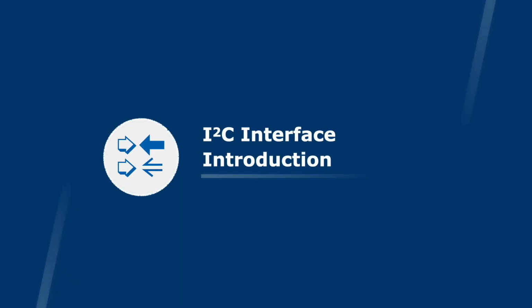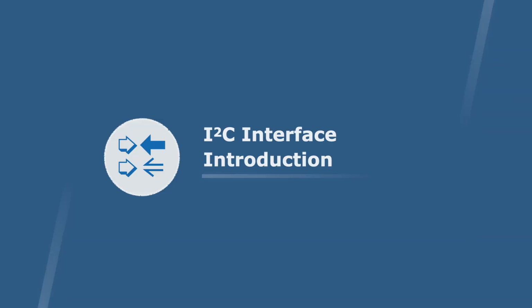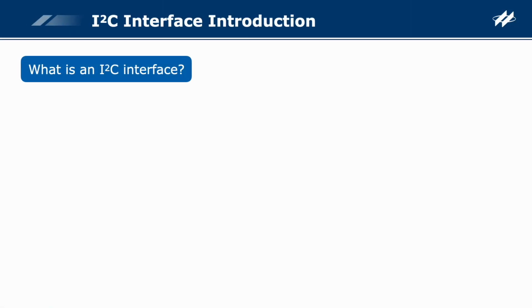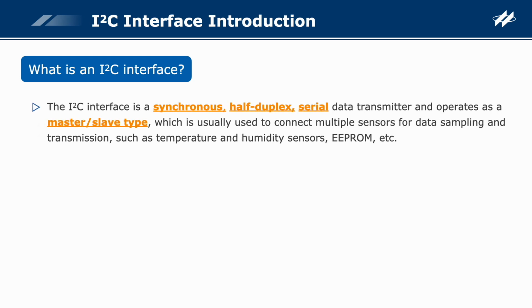I²C Interface Introduction. What is an I²C interface? The I²C interface is a synchronous, half-duplex, serial data transmitter, and operates as a master-slave type, which is usually used to connect multiple sensors for data sampling and transmission, such as temperature and humidity sensors, EEPROM memory, etc.